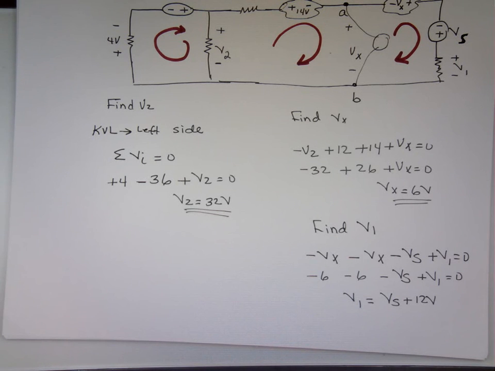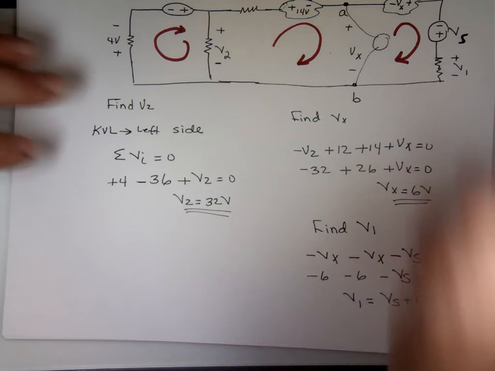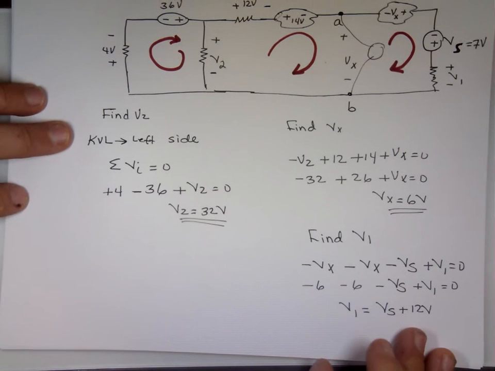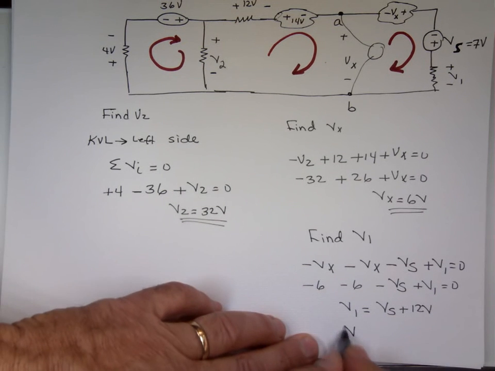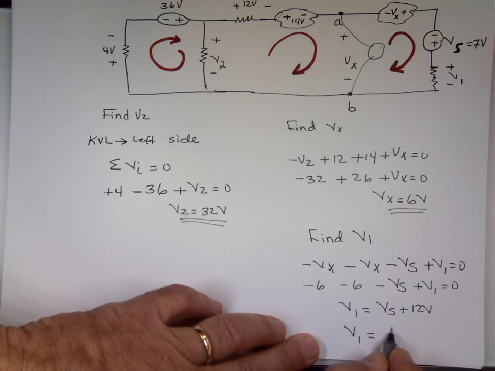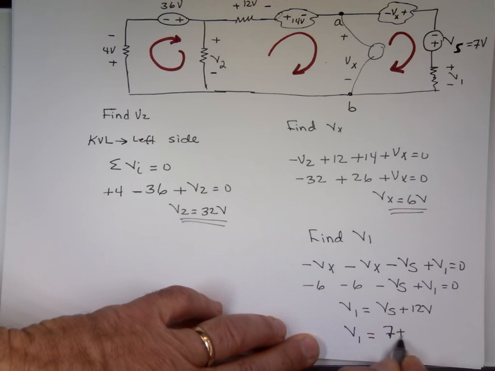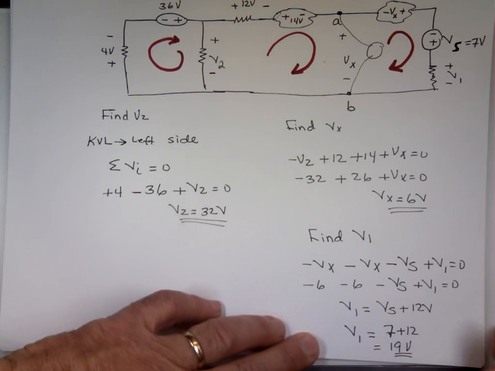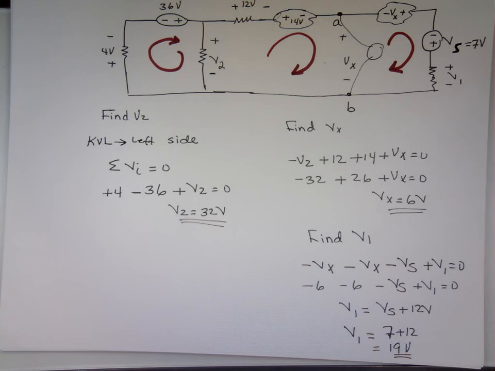Let's say the source was 7. So if the source is 7 volts, now what's V1? 7 plus 12, which is 19 volts. If the source was 3 volts, it will be 3 plus 12, which is 15 volts. So whatever that source is, you add to it 12, and that's what V1 is going to be.